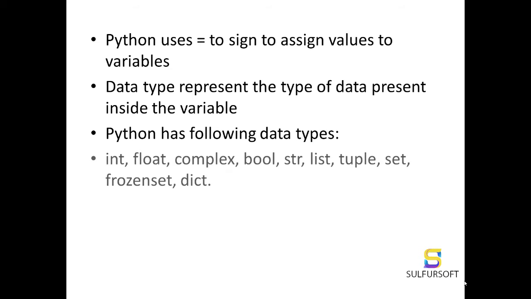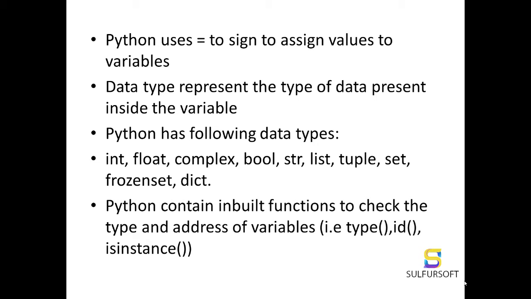Python has the following data types: integer, float, complex, boolean, string, list, tuple, set, frozenset, dictionary, which is also called dict. We shall discuss each individual data type in depth and thoroughly in future videos, and I will cover each in a single video. For example, I will cover int, I will cover float, I will cover complex. Every data type will be discussed thoroughly, but here I am going to give you an overview of data types.